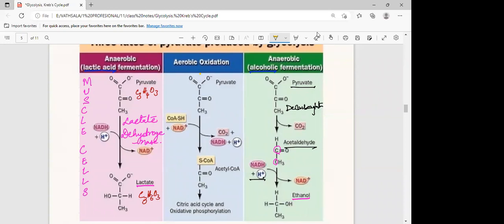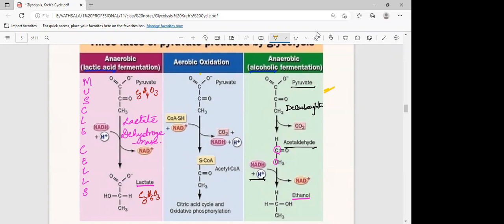How many H are added here? Look there, 2H is added here. The 2H comes from NADH. Whatever H, from NADH, which is an energy precursor, is utilized here to form lactic acid. Because energy is utilized, it produces very meager energy. The same thing happens in alcoholic fermentation.